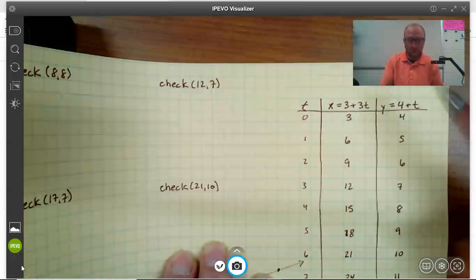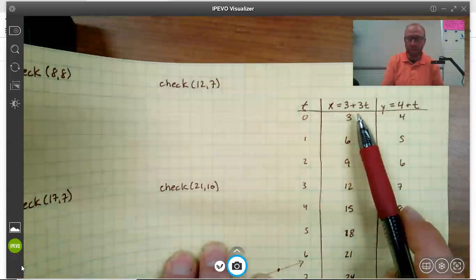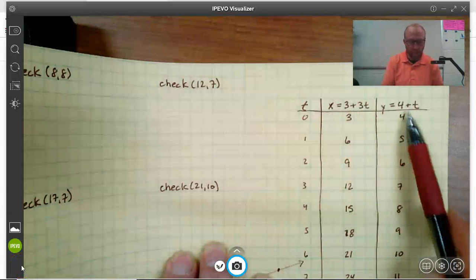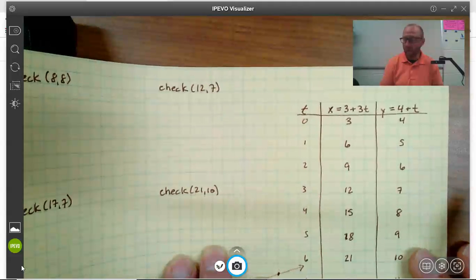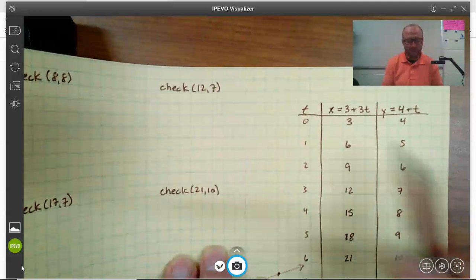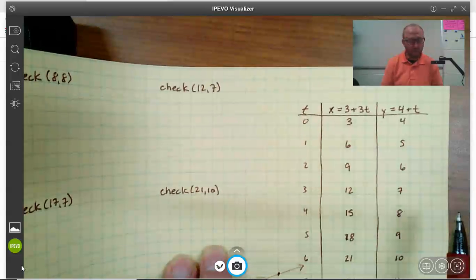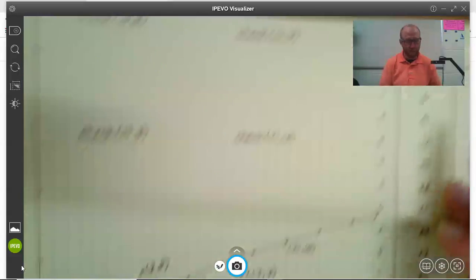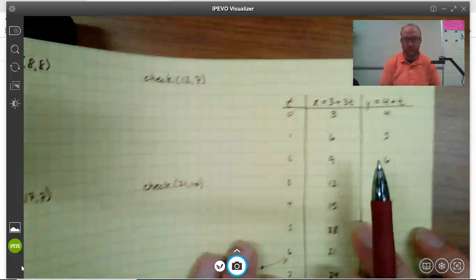All right, in this problem, we are given two parametric equations, x equals 3 plus 3t and y equals 4 plus t. And we're told that the x and y variables that are produced by these two equations form a straight line when we graph them. And you can see it over here. Here's our straight line. I'll get to that in a second.